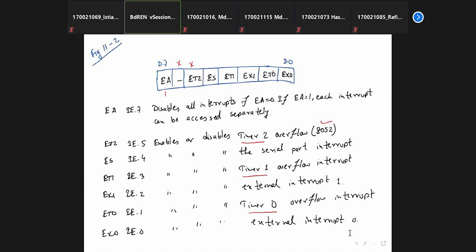Now let us assume that you want to enable EX1. Say you want to enable this particular interrupt. What you have to do is make sure EA is 1 and all the rest of the bits are 0 except EX1, like this. If this is the value written to the IE register, then your EX1, this particular interrupt, will be enabled. Is it understood to all of you, whatever I'm trying to say?